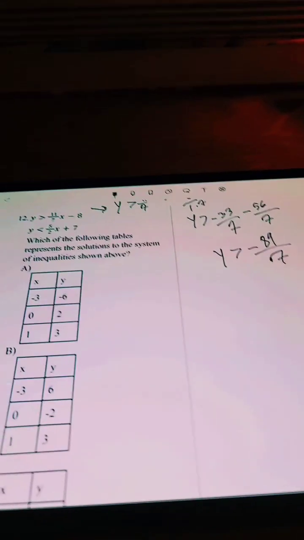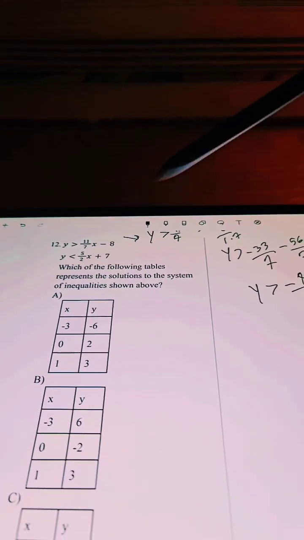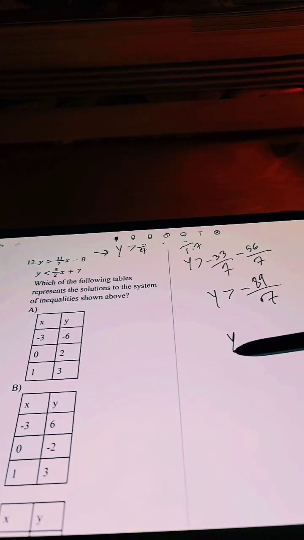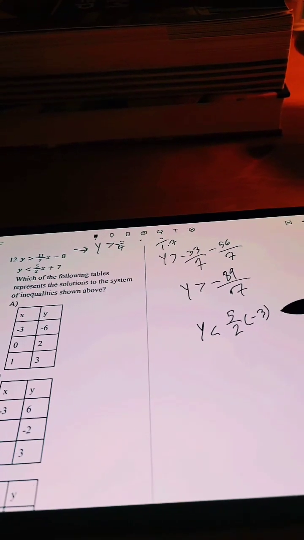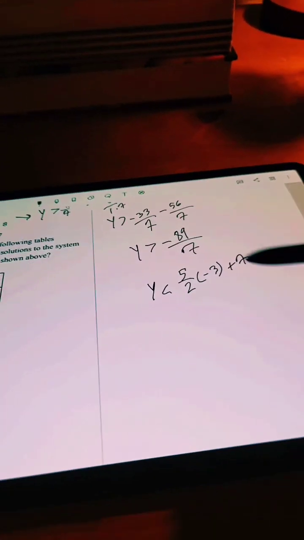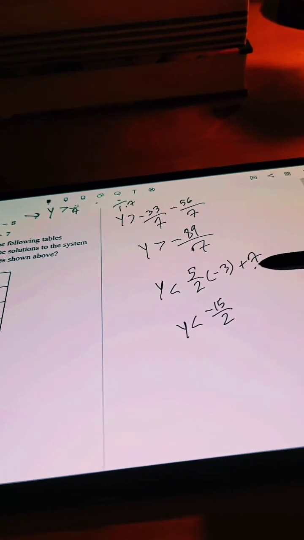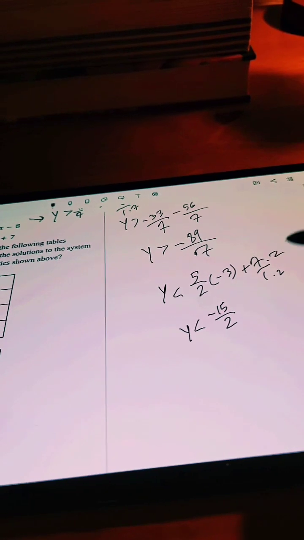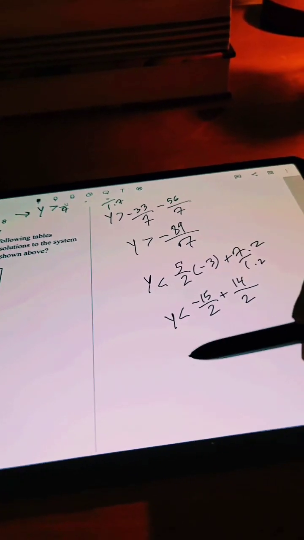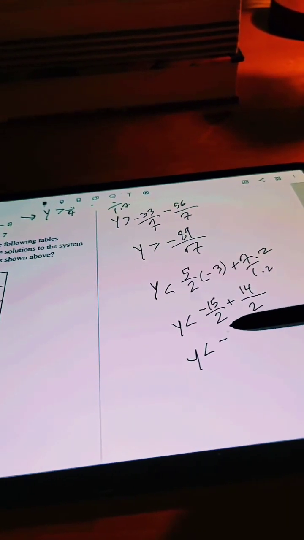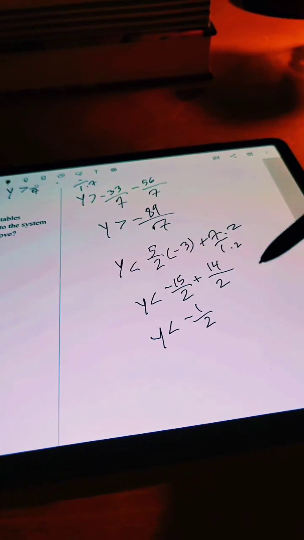No problem. So now I've figured out this portion, and now I have to do it with the second one in my system. So now for the second inequality, I'm going to say y is less than 5/2 times negative 3 plus 7. So y has to be less than negative 15 over 2. And then remember, this is plus 7 over 1. We have to have a common denominator of 2 by multiplying by 2 on top and bottom. So then y has to be less than negative 1/2. So it has to be between these values.